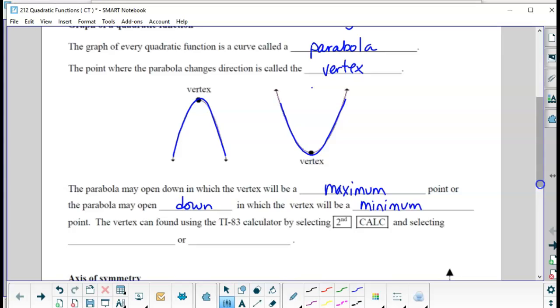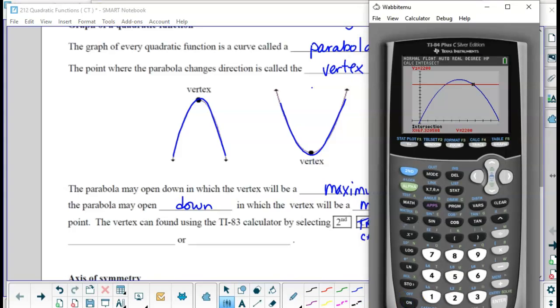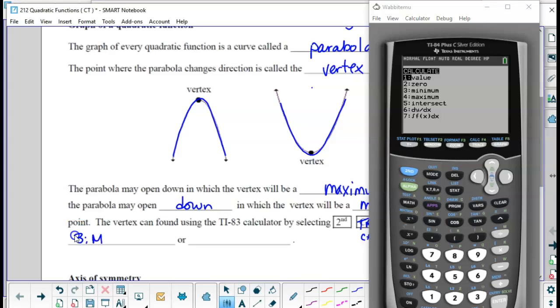The vertex can be found using the TI calculator 83, 84, whatever version, by selecting second. It's actually second, I like to call it second trace because that's the actual key. And then on the calculator it says calc. And selecting either the maximum or minimum. So if we take a look at our calculator, I have one up from the last lesson. Minimum is 3, maximum is 4. So 3 minimum, or 4 maximum. So you can cursor to it, or you can just enter those numbers.